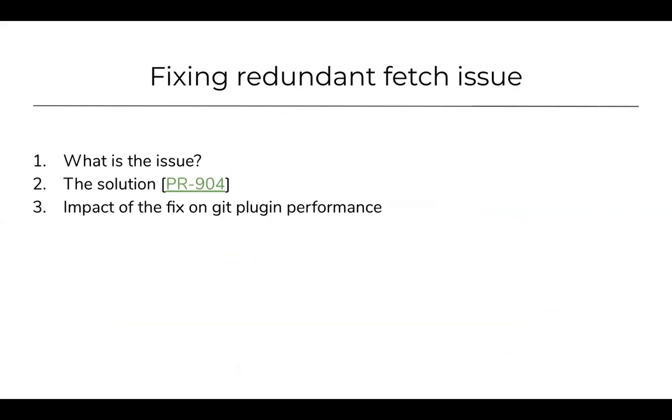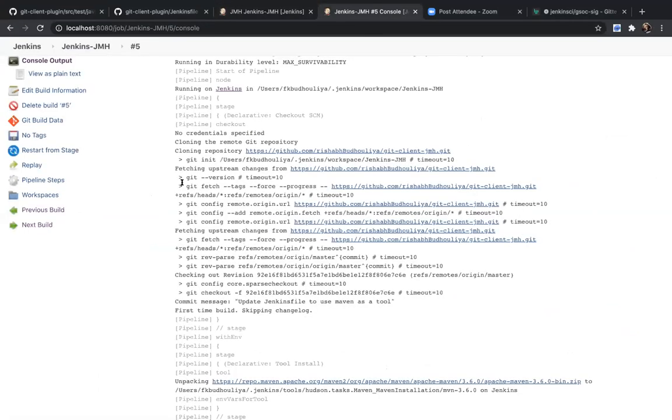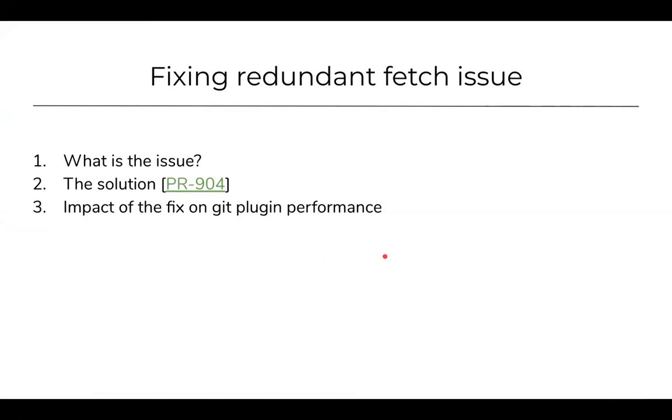Now the second deliverable was fixing the redundant fetch issue. So what was the issue? I can show you. Just one second. Yeah, the issue is pretty simple. During the checkout step, the plugin is going to fetch the repository once and then again do that. So this is the issue. The solution was that I provided a function which determines if we want to avoid the second fetch or not, which is related to references.